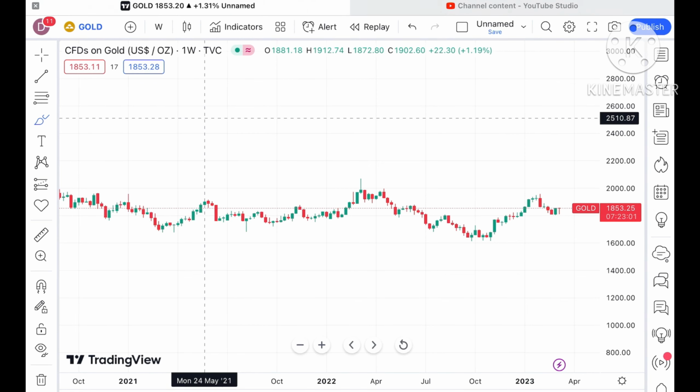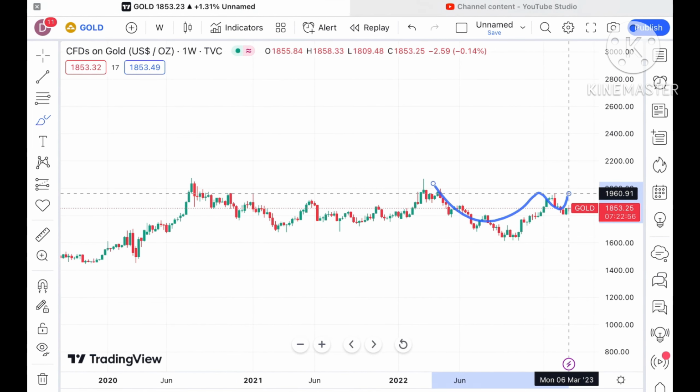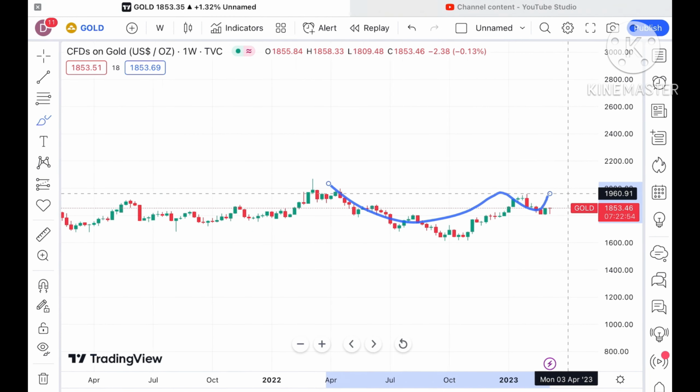You can check that. Now a U pattern is forming, and after testing this particular level, it is trying to go upside.